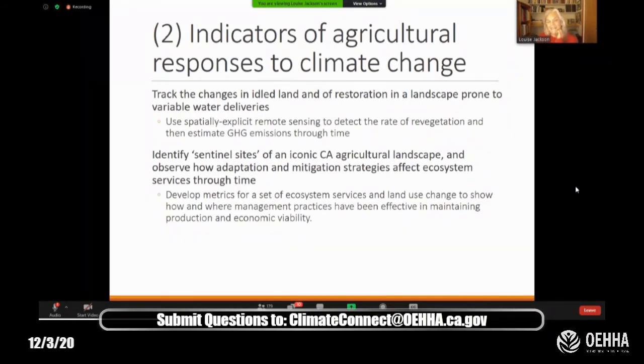And one that is probably outlandish, but I think could be really interesting, is to identify some sentinel sites for an iconic California agricultural landscape and observe how adaptation and mitigation strategies affect ecosystem services, including, of course, crop production and value through time. One that might be particularly interesting might be Salinas Valley, which produces most of the nation's cool season vegetables. And it would be an opportunity to combine both biophysical and social strategies.